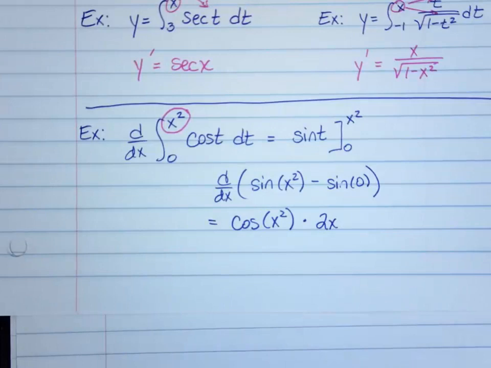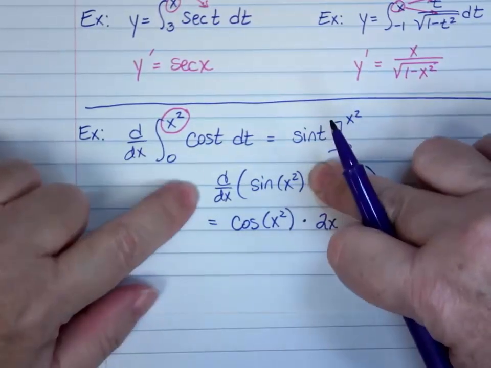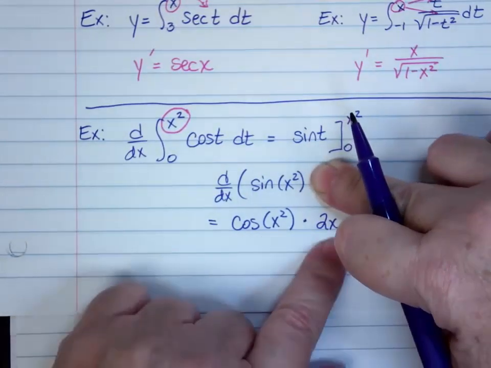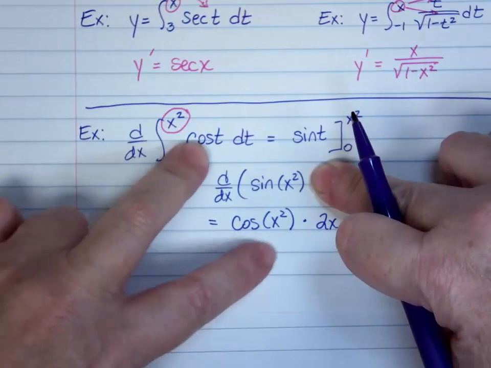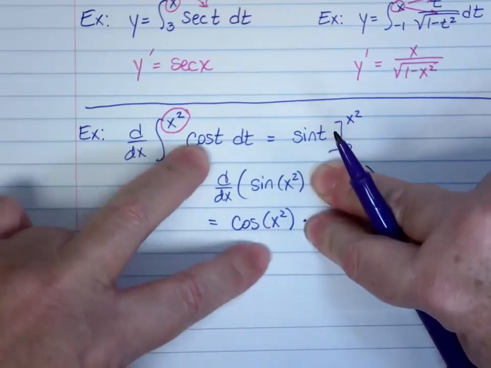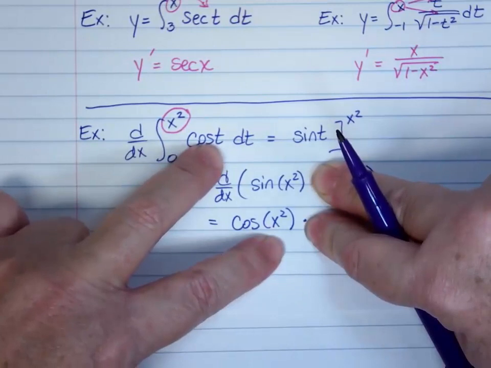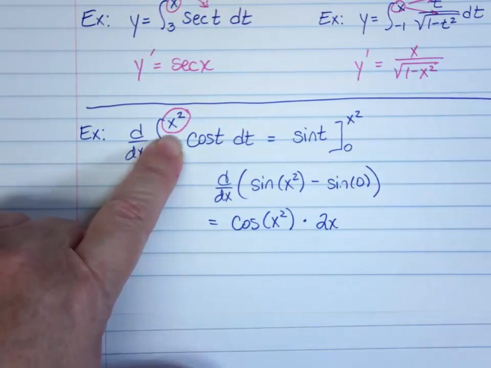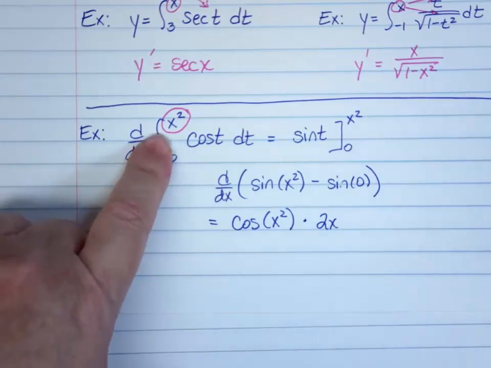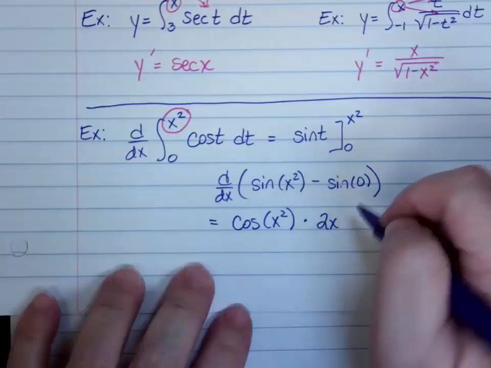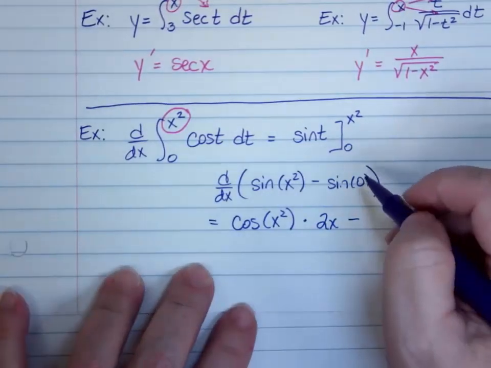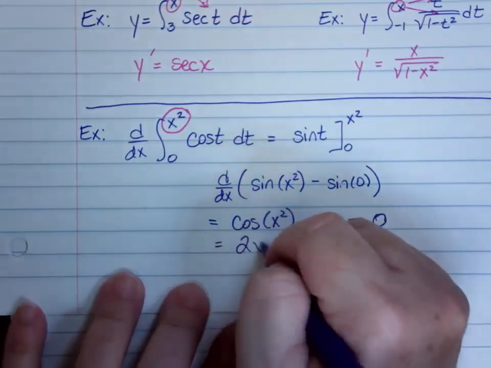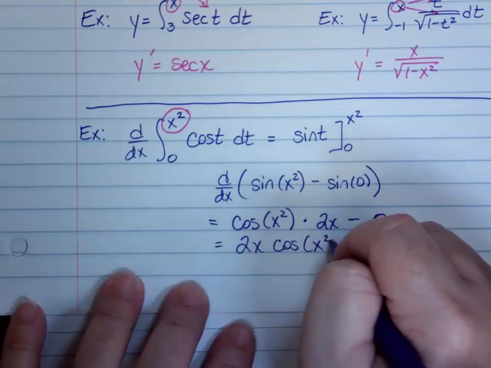Okay, so we're taking the derivative of each part, and we're taking the derivative of this right now. So the derivative of this is cosine of x squared times 2x. Right here, just that much, it looks like I'm just supposed to plug in x squared for the t, right? But I also have to do the derivative of the x squared. So anytime this is more than just an x, you have to take its derivative. Now, what about the derivative of the sine of 0? That's still just 0. So my final answer is 2x times the cosine of x squared.